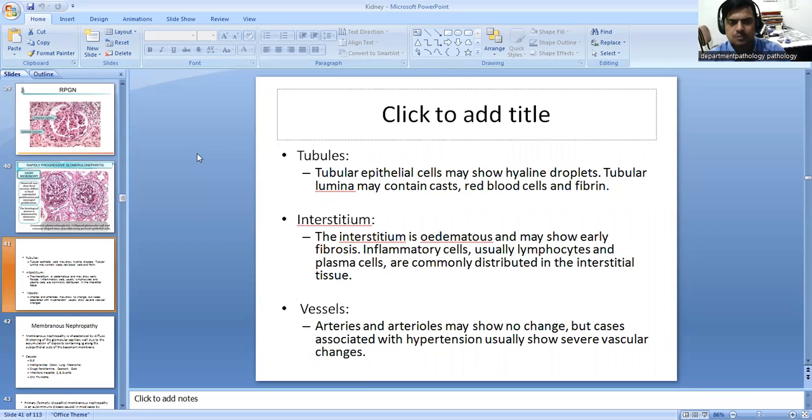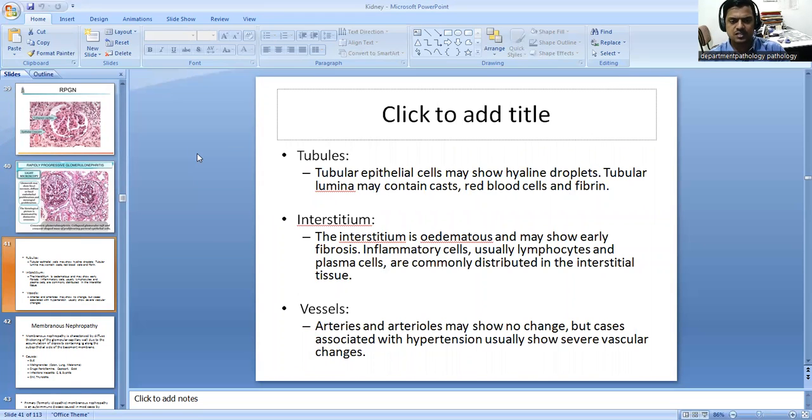When we talk about tubules, the tubular epithelial cells may show hyaline droplets. Tubular lumina may contain casts, red blood cells, and fibrin. The interstitium is edematous and may show early fibrosis. The inflammatory cells, usually lymphocytes and plasma cells, are commonly distributed in interstitial tissue.